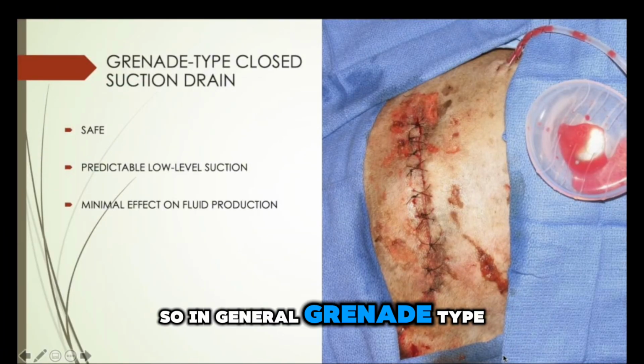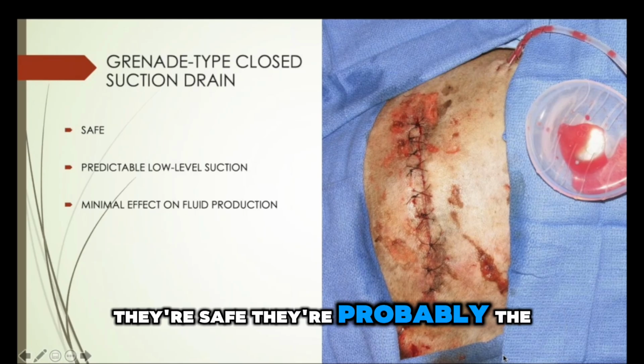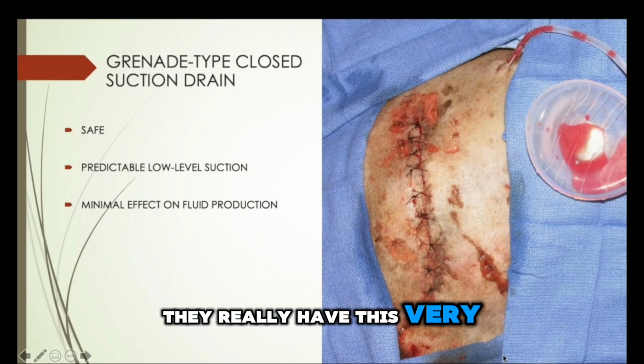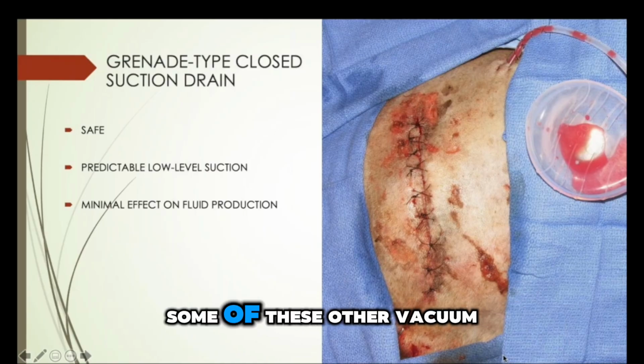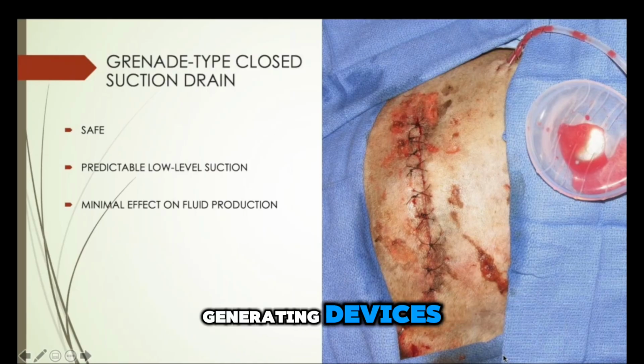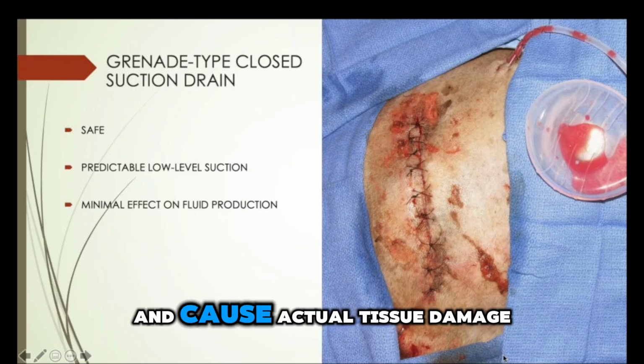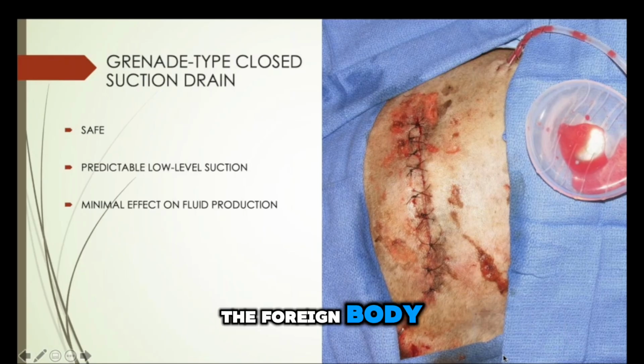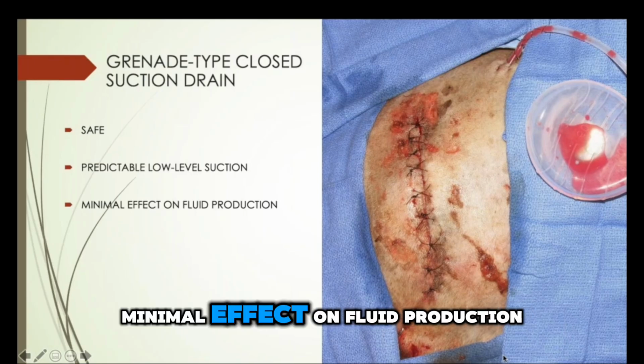So in general, grenade type closed suction drains, they're safe. They're probably the safest type of closed suction drain that we can use. They really have this very predictable low level of suction. Some of these other vacuum generating devices produce a higher level of suction, which can erode arteries and veins and cause actual tissue damage beyond just the inflammation from the foreign body. And overall, they have a minimal effect on fluid production.